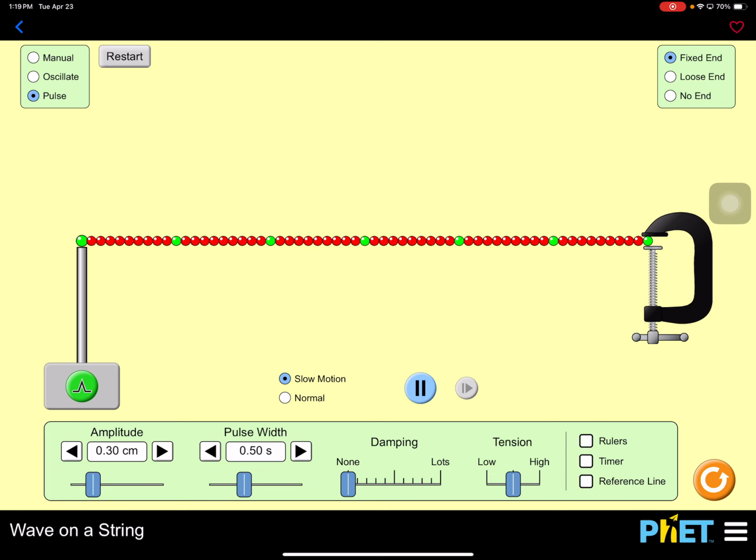Do you have to hit the pulse button? Hmm? You have to hit the green button to send a pulse? Okay.